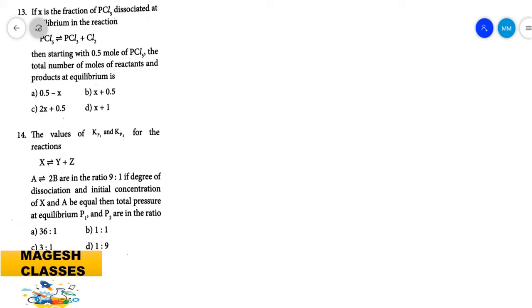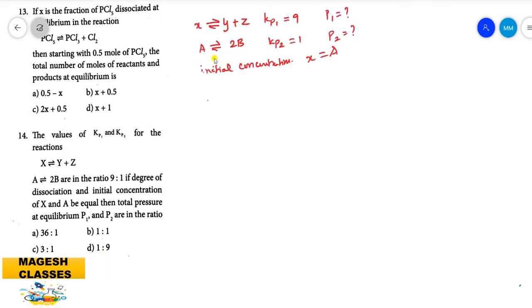Two reactions are given, two Kp values are given, and the ratio of the total pressures of the two reactions is asked. The first reaction is X gives Y plus Z, with Kp1 and total pressure P1. The second is A gives 2B, with Kp2 and total pressure P2. The initial concentration is equal. So by comparing the two, first you have to calculate the Kp1 and Kp2 expressions. Then only you can relate the total pressures P1 and P2.